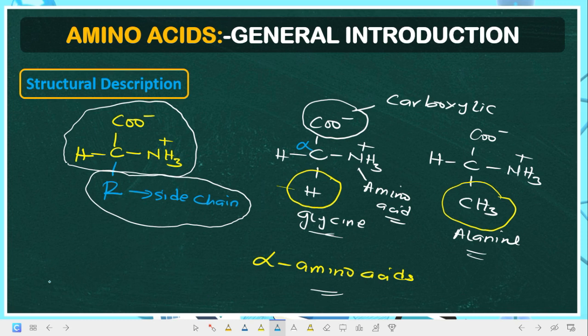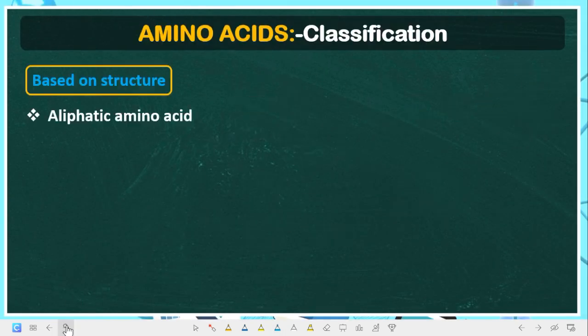The next thing that we are going to be talking about now is the classification of amino acids. Now, amino acids may be classified as aliphatic amino acids. When you say something is aliphatic, it means it is not what? Aromatic. So, aliphatic amino acids are those amino acids that are not what? Aromatic. Are we getting it now?